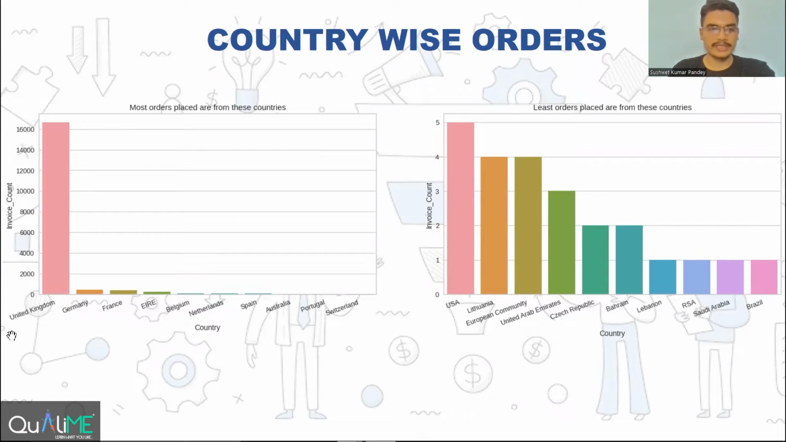So again, UK is leading. These are the bottom 10 countries where the least orders are placed. So Brazil is the country where very few orders are placed. Actually, it's only one.